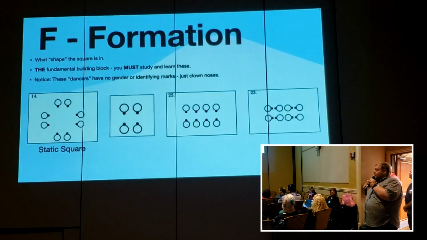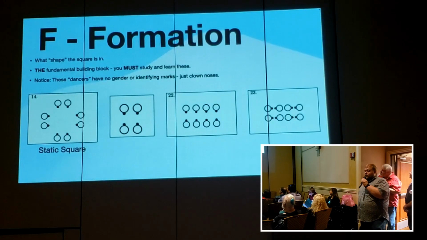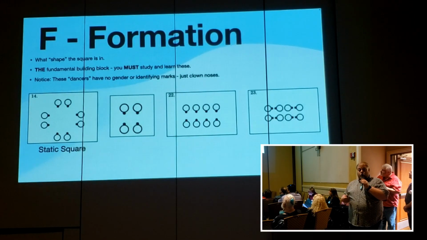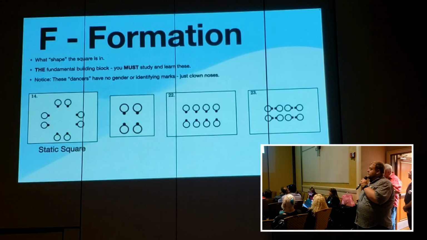Formation is the building block, and that's the thing I want everyone to really focus in on, especially our new callers. You must know this. In fact, throughout this weekend, you must learn many formations.